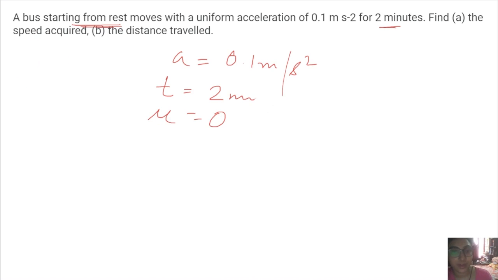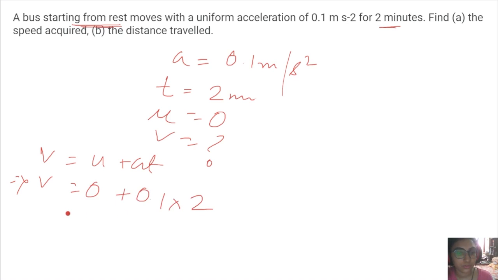And find the speed acquired. V we have to find, we don't have it right now, so we use the first equation of motion, sorry, and we get it as 0.2 meter per second. Okay.